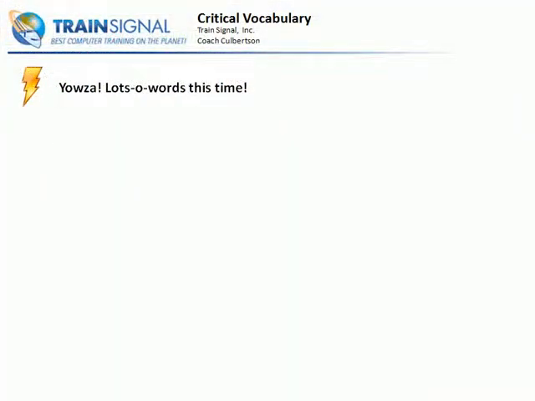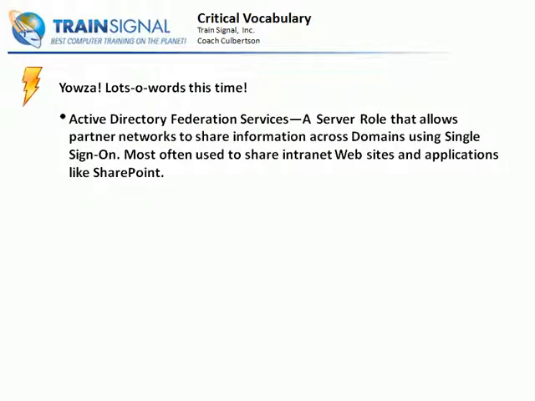All right, we got lots of words this time around, so hang on to your chair for this one. First of all, let's talk about Active Directory Federation Services. Now, this is actually a server role. I didn't demonstrate this for you, but you need to at least know what it is. It allows partner networks to share information across domains using single sign-on, meaning that a user does not have to sign on again to a website, which is, by the way, what this is primarily used for. It's more often used to share intranet websites behind a firewall and applications like SharePoint.